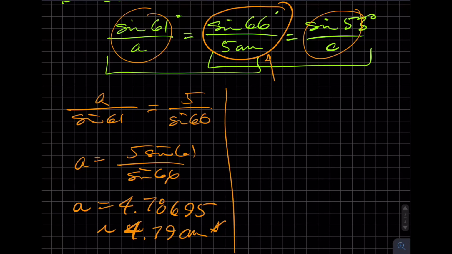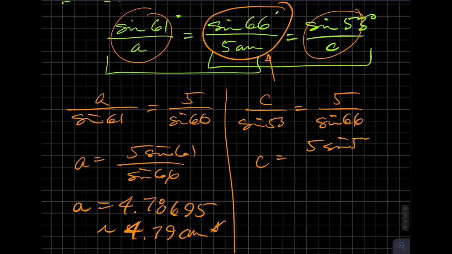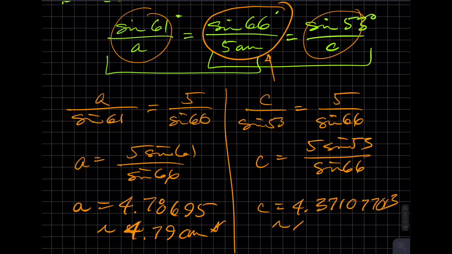So for the second part, I'm going to have little c over the sine of 53 equals 5 over the sine of 66. And so c equals 5 sine 53 over sine of 66. I know my writing's sloppy, but I think you can sort out what's going on, or you can hit pause and figure it out. So 5 times the sine of 53 divided by the sine of 66. Hopefully I plucked out the right numbers, and I get 4.371077013, which is approximately 4.37 centimeters.